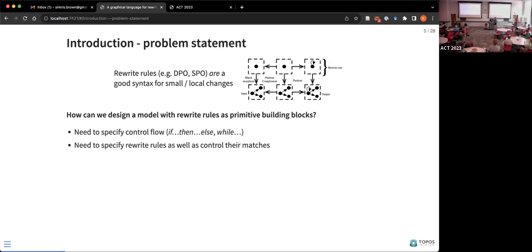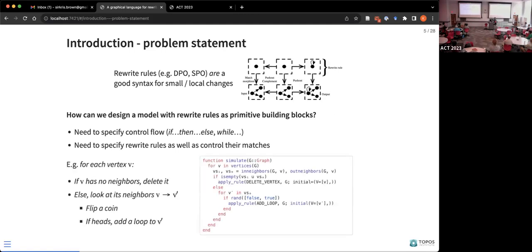how do I combine these rewrite rules into a greater program? How do I have an entire flow of these rewrite rules where especially I want to be able to control what the matches are? And so as an example problem, I might say this will be a sort of running problem. This is a very contrived example, but let's say we have a graph and we want to say for every vertex, if it has no neighbors, delete it. And otherwise, we're going to look at all of its outgoing neighbors, and then we'll flip a coin and we'll add a loop to that other vertex if it's heads.